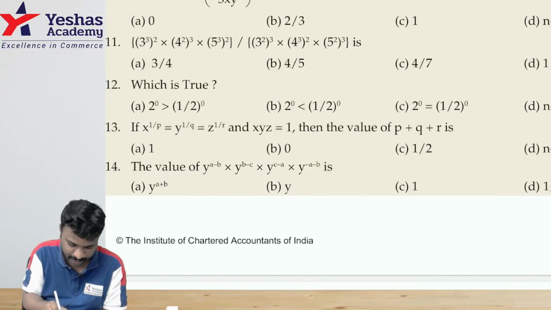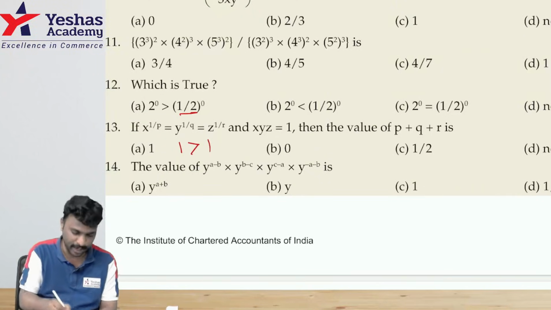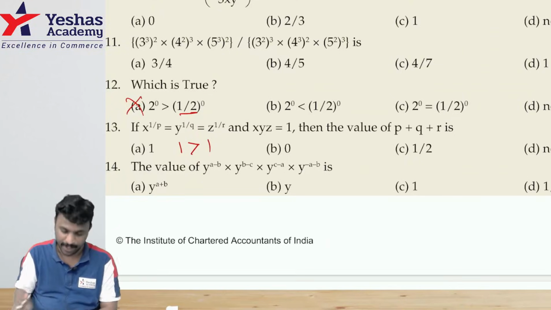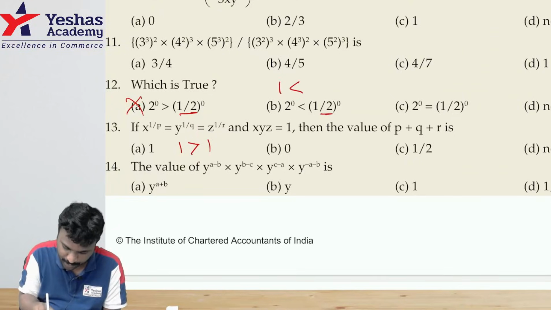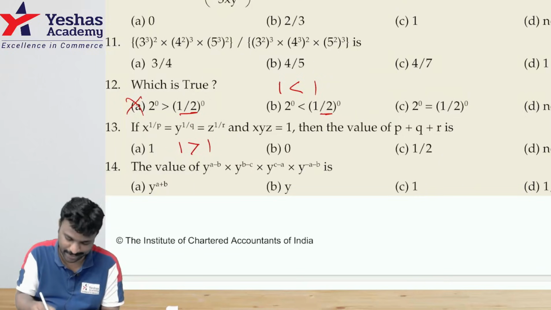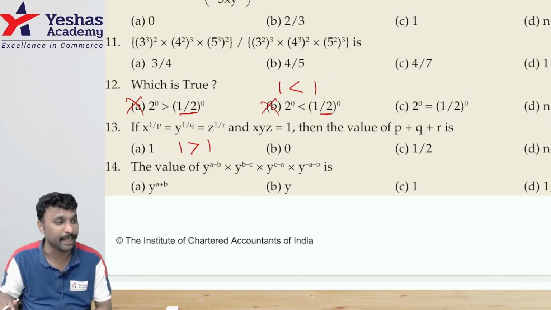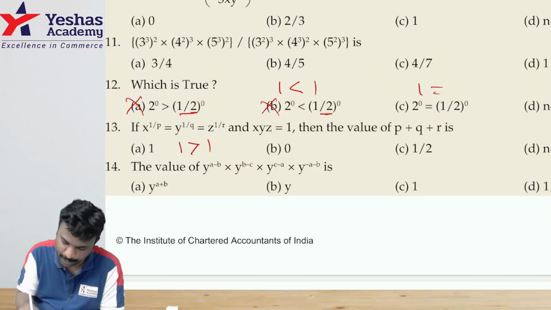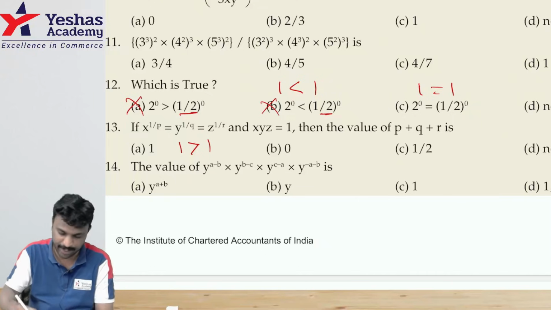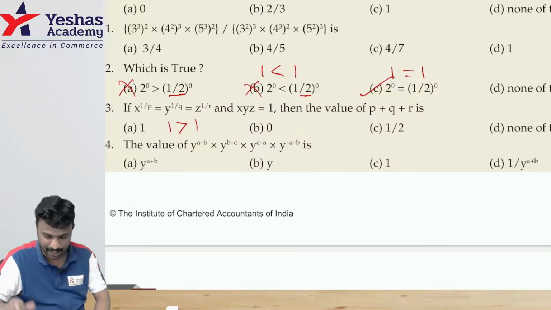Guys, 2 power 0 is 1, isn't it? And 1 by 2 power 0 is also 1. Can 1 be greater than 1? No, definitely not possible. Now 2 power 0 is 1, and this 1 by 2 power 0 is 1. 1 cannot be less than 1, so it's not option B either. Right? 2 power 0 is 1. 1 by 2 power 0 is also 1. 1 equal to 1. So definitely it is option C.